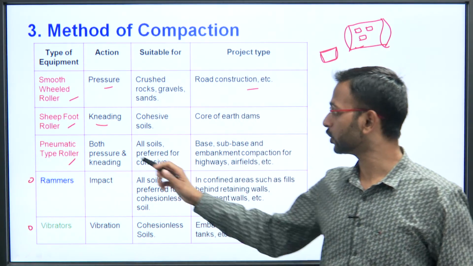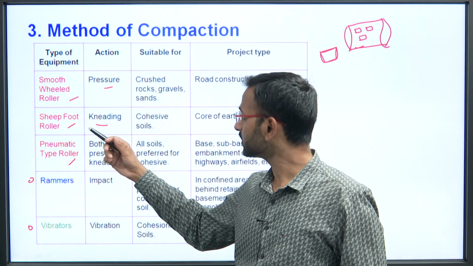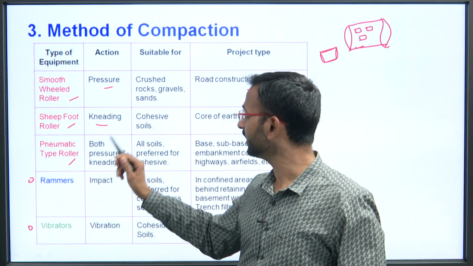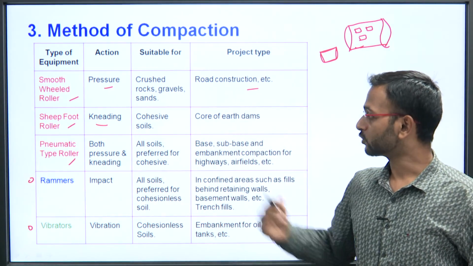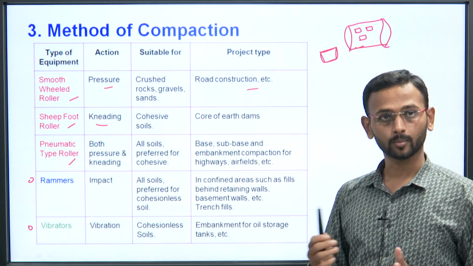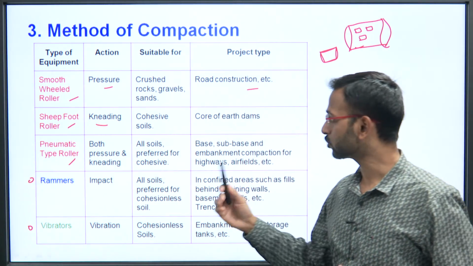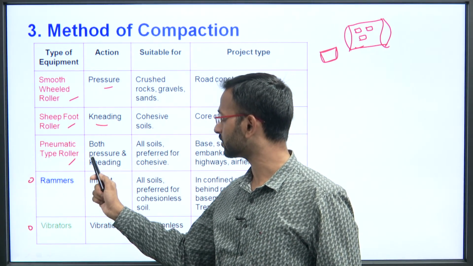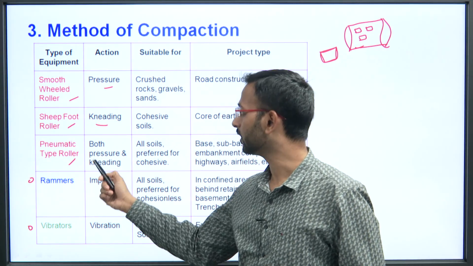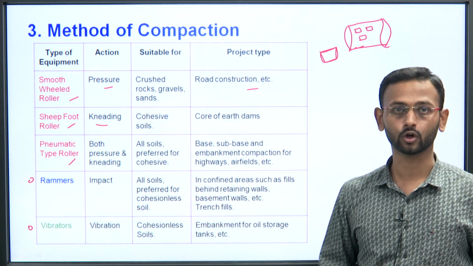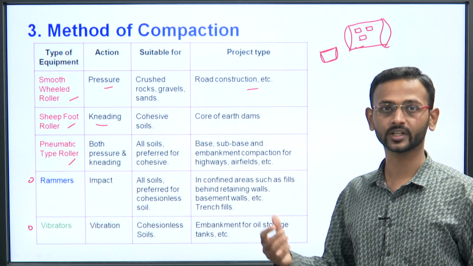Now, the pneumatic type of roller uses both the pressure and the kneading actions, and it is suitable for all soils, but it is preferred for cohesive soils because it uses both actions. This is multitasking equipment: for pressure also, for kneading also, both actions are provided by this pneumatic type roller.